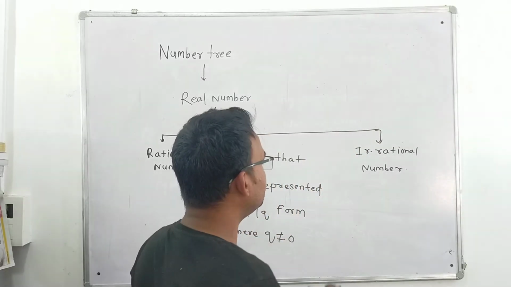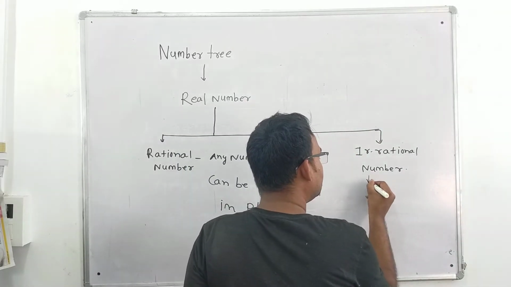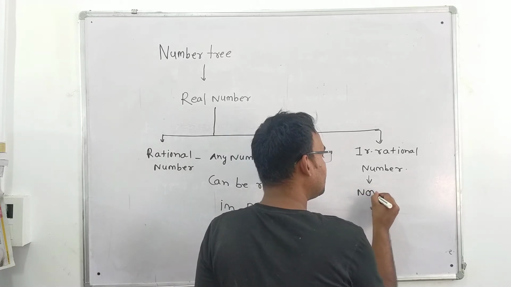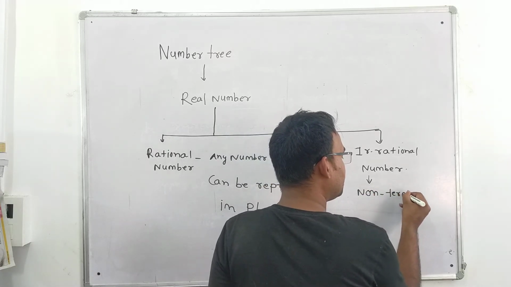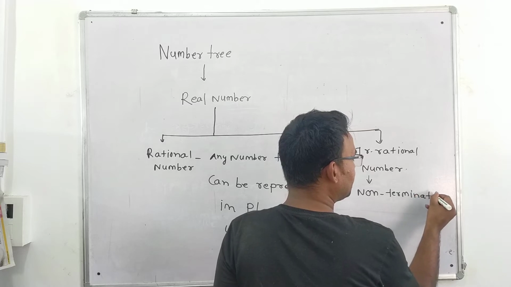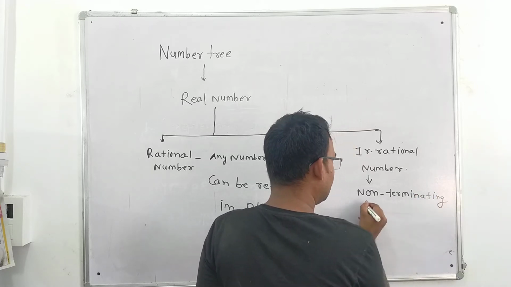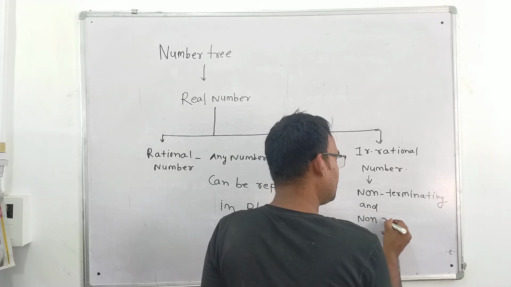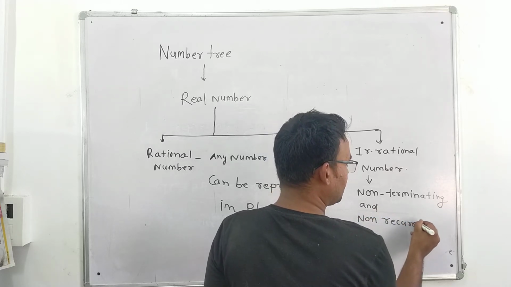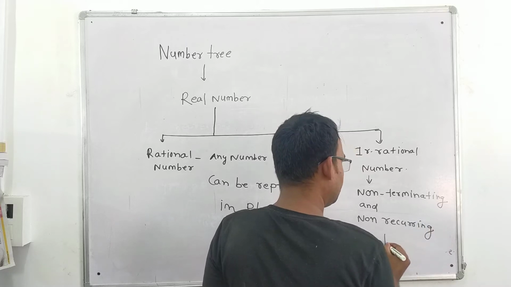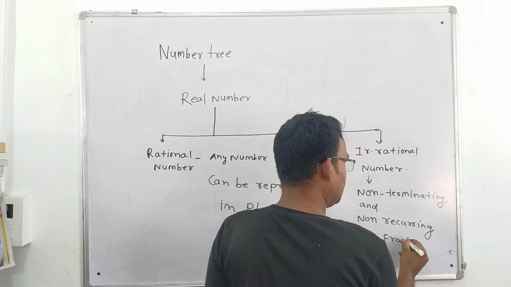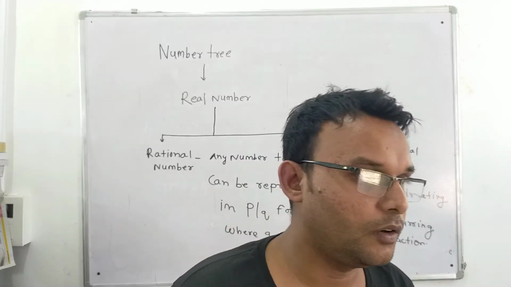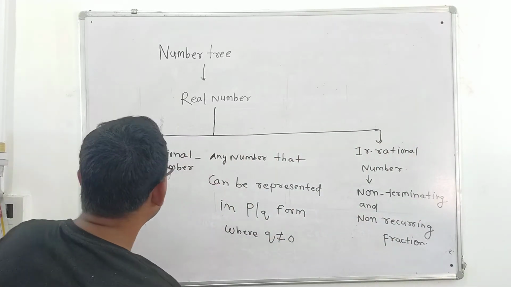Next is your irrational number. In irrational numbers, non-terminating and non-recurring fractions are called irrational numbers.